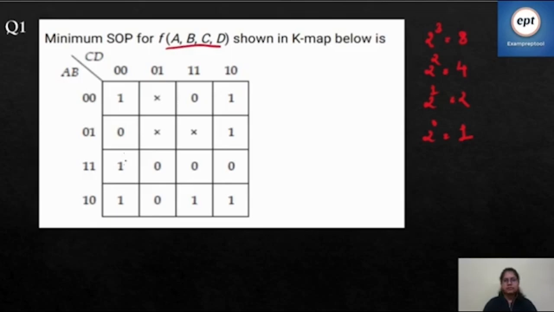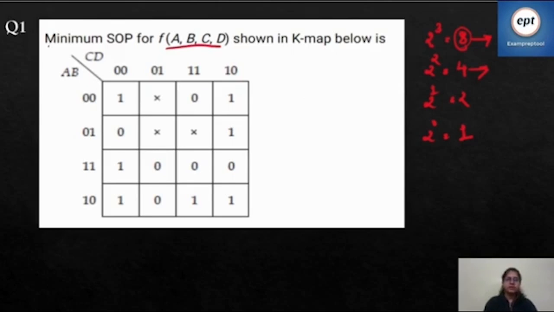Likewise, you have to do the grouping. First we will look for 8, then we will look for 4. If we look for the larger group, it will give us the minimum sum of product, and if we look for the smaller group, it will give us the maximum sum of product.